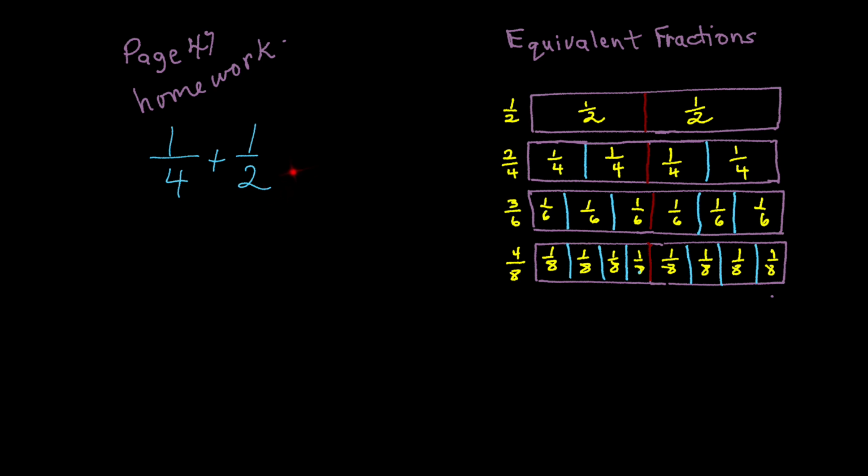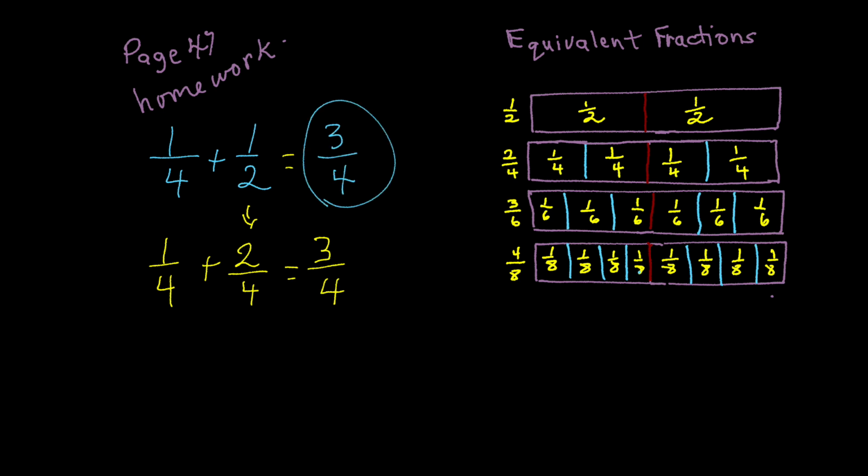So how do we change these fractions so that the denominators are the same? Well, if we go over here to this equivalent fraction chart, we can see that 1/2 is equal to 2/4. So actually then that makes it pretty easy. So we can say here that 1/2 equals 2/4, plus of course 1/4 here stays the same. And now we can add it. 1/4 plus 2/4 equals 3/4. So 1/4 plus 1/2 equals 3/4. That is the answer.